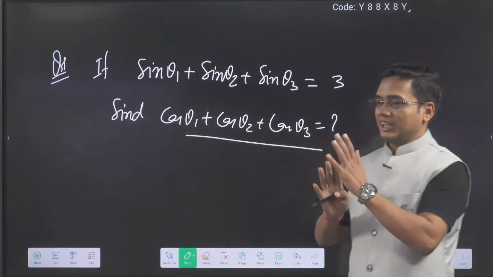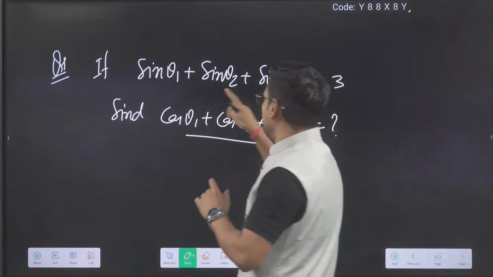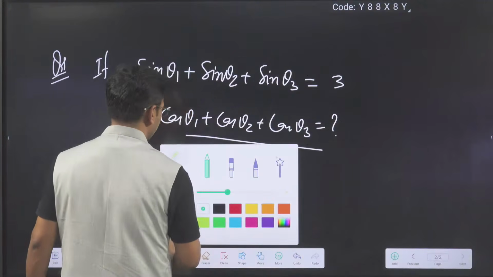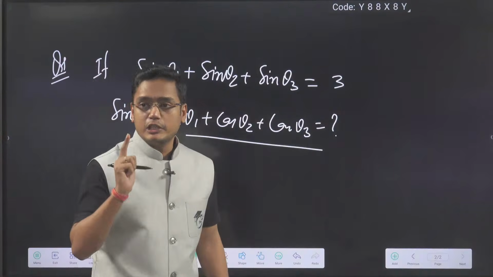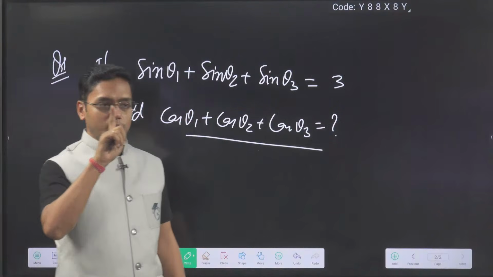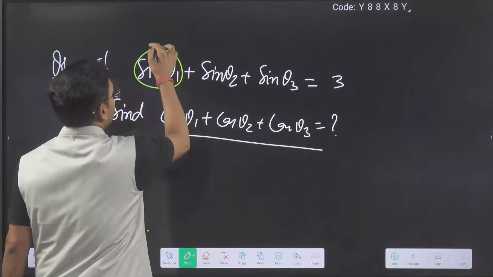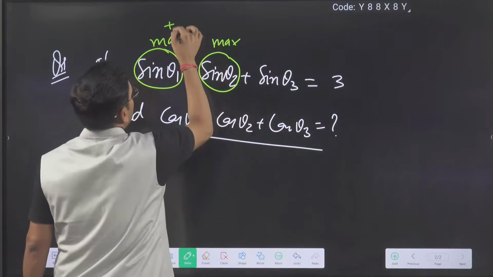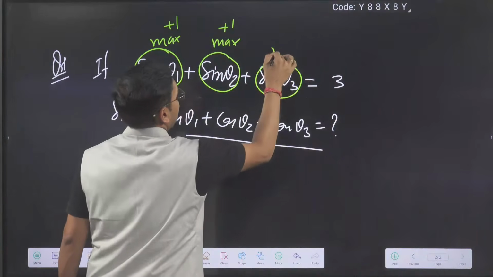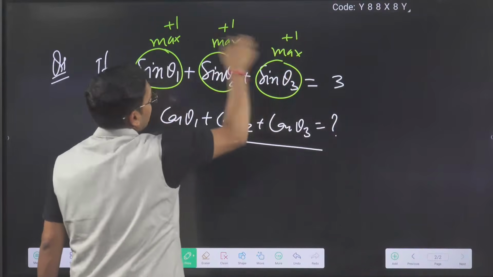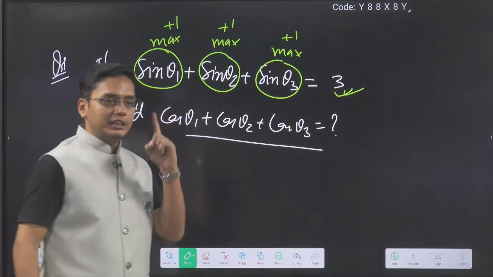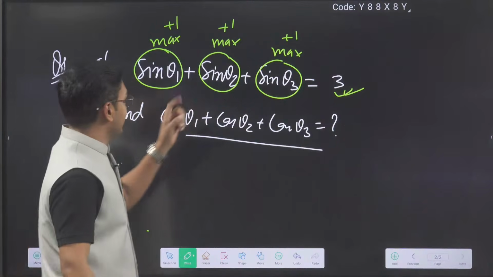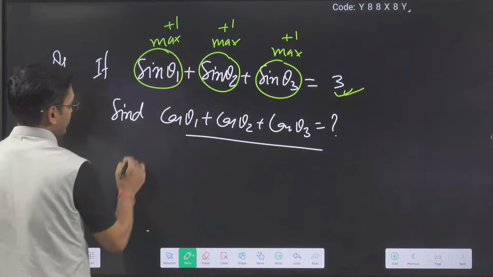All right, see how to think in this type of question. This is not that difficult a question. Sine theta 1 plus sine theta 2 plus sine theta 3 is 3. And we know, what is the maximum value of sine theta? The answer is 1. So if we take the maximum of this one, it is plus 1. If we take the maximum of this one, plus 1. If we again take the maximum of this one, it becomes plus 1. And then only we'll get 3. That means theta 1, theta 2, theta 3, all 3 are maximum.